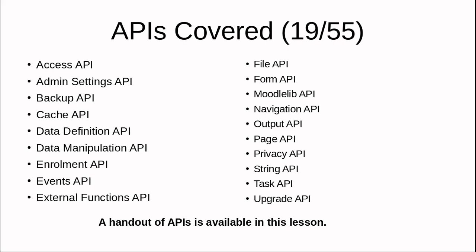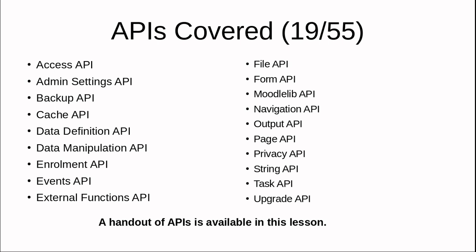So as a roundup, let's look at what we've covered in this course. We've covered about 19 of the 55 or so APIs available in Moodle presently, and there's a handout in this lesson listing all 55 of them. The ones we've touched on are these ones on the screen, and a lot of them are used quite widely. For example, Access API, that's going to be in nearly every single plugin. You'll have to define some kind of Access API.